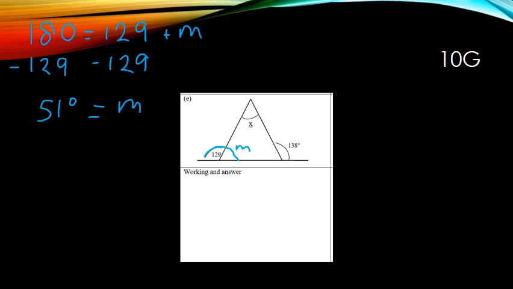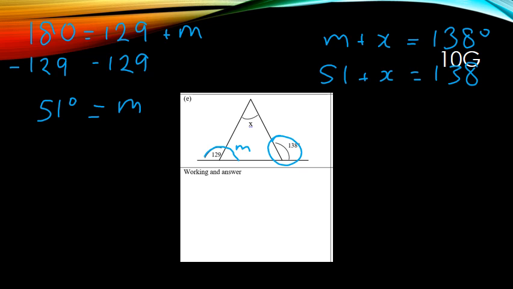Now we also know that this exterior angle must equal the opposite interior angles. So M plus X must equal 138 degrees. But we know what M is, so we have 51 plus X equals 138. All we have left to do is subtract the 51 from both sides. So we have X equals, and 138 minus 51 is 87 degrees. So X must be 87 degrees.